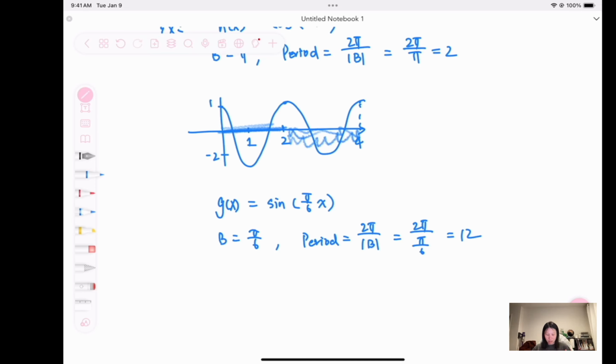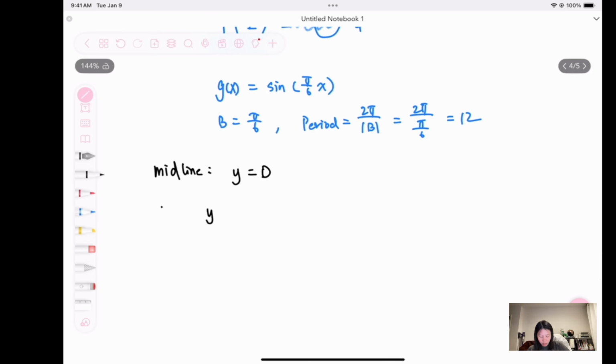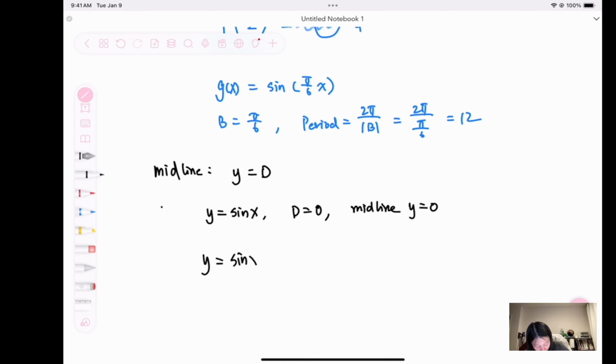All right, now let's talk a little bit about the midline. In general, the midline is a horizontal line, right? So it should be y equals d, such as y equals sine x. In this case, d is equal to 0. That means the midline of the basic sine function is going to be the x-axis, which is y equals 0. Or if I have y equals sine x plus 2, then the midline is equal to y equals 2. It moves up.